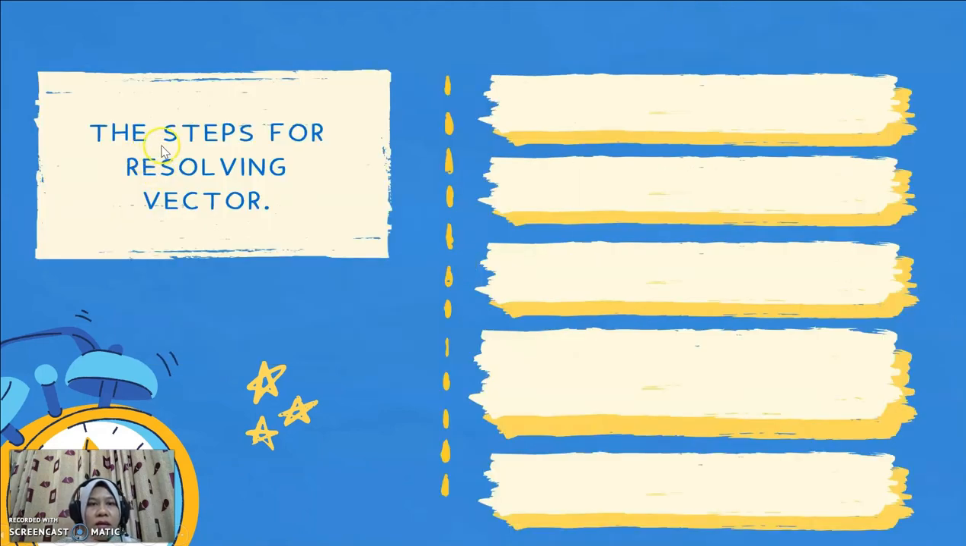And then, resolving vector. What is resolving vector? Resolving a vector means we want to divide or resolve one vector into two components, which is the opposite of the resultant vector that we discussed before.